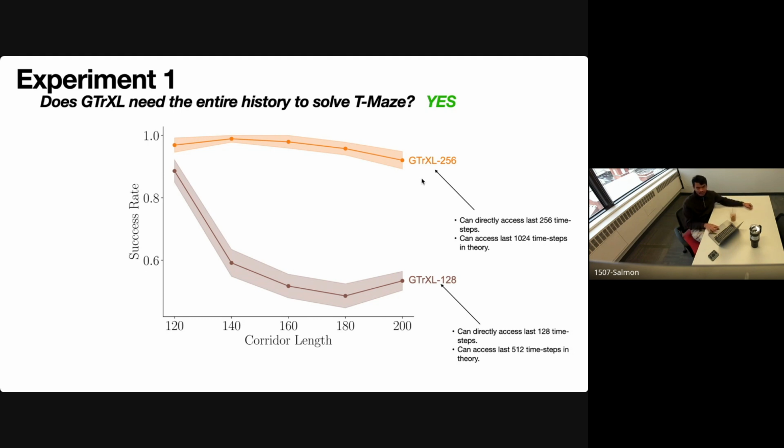So GTrXL 256 literally has the entire episode in its input, and it's able to do well in this problem, which is sort of a challenge, because even for the simple problem, just to remember 200 time steps, we had to store the last 200 time steps of input data as an input to the transformer architecture, and it only becomes harder and harder if you want the agent to remember for even longer time steps.